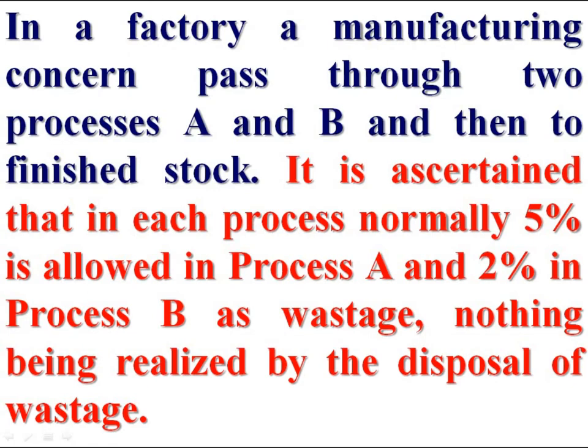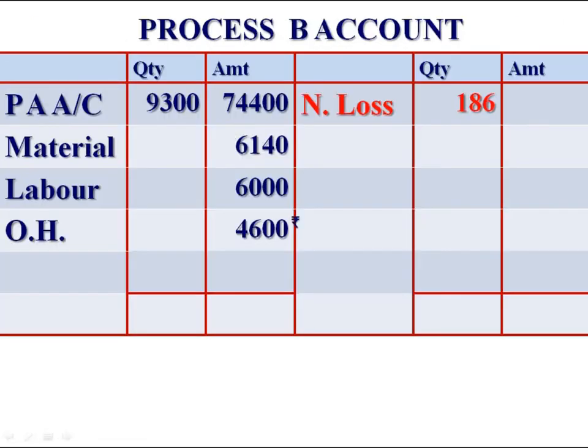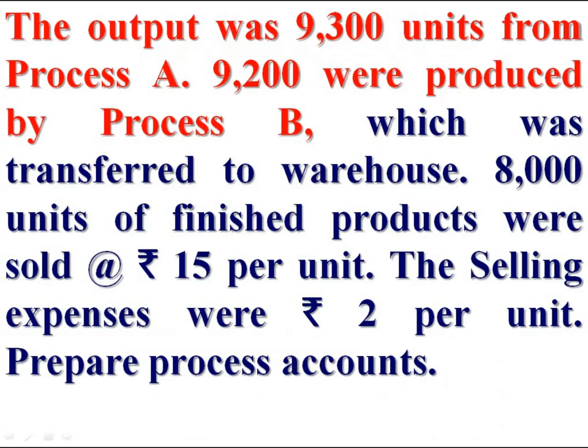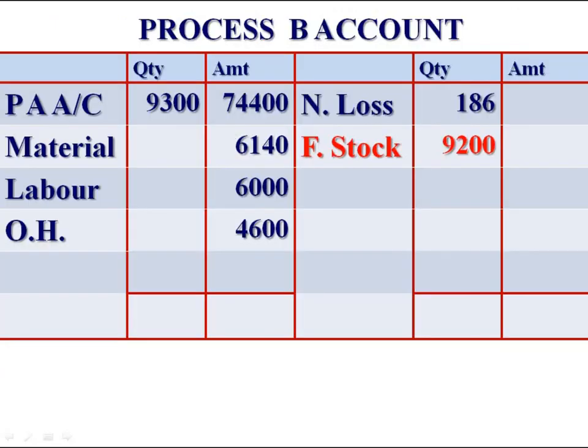And 2% in process B as wastage. You can see the wastage of process B is 2%. Debit side input 9,300 into 2%, 186. 9,200 were produced by process B. Process B output 9,200. It is to be transferred to finished stock account. Finished stock account 9,200.